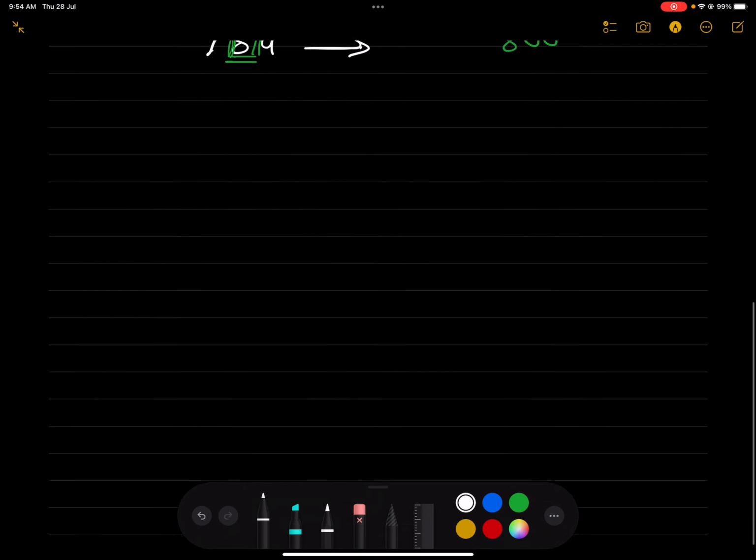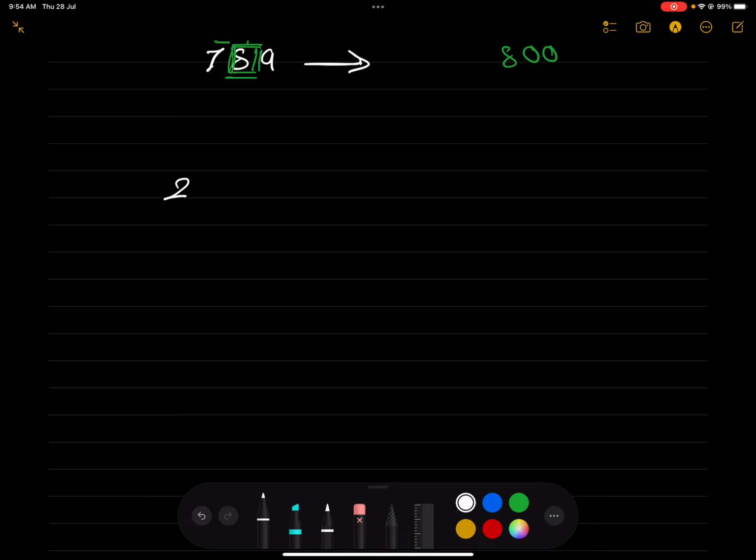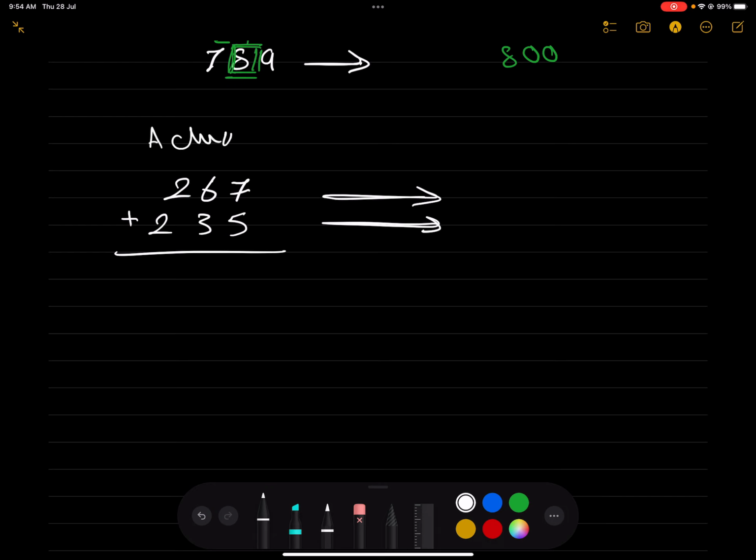So let me give you a couple more examples. If we have 267 plus 235, by using rounding to the nearest hundred, firstly I want to get the actual number. So let's get started. 7 plus 5, as you know, equals 12, so 2 and carry one. Then 6 plus 3 plus the carry is going to be 10, so 0 and carry one, so it will be 502.